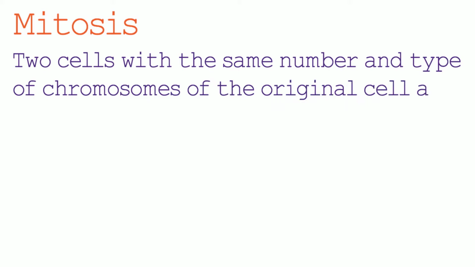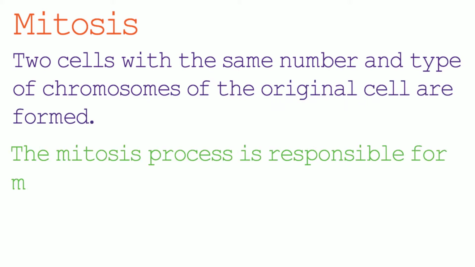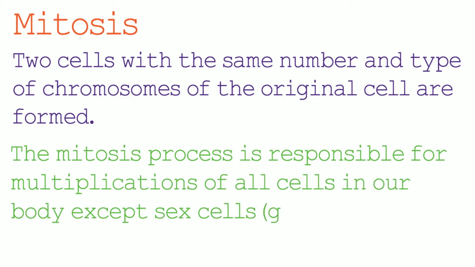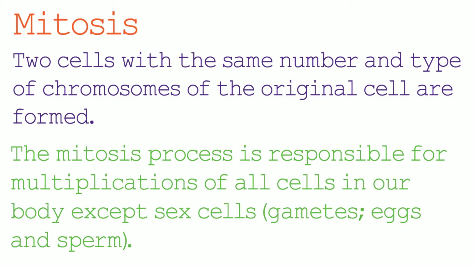When a cell divides by mitosis, 2 cells with the same number and type of chromosomes as the original cell are formed. The mitosis process is responsible for multiplication of all of our cells in our body except sex cells. Sex cells are known as gametes, and they are eggs and sperm. So let's have an overview of what mitosis is.